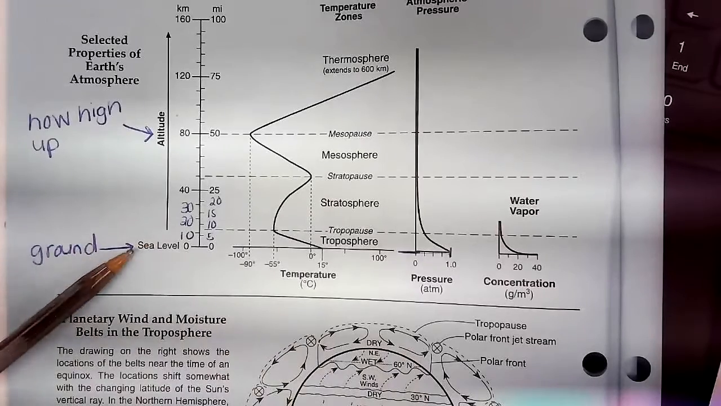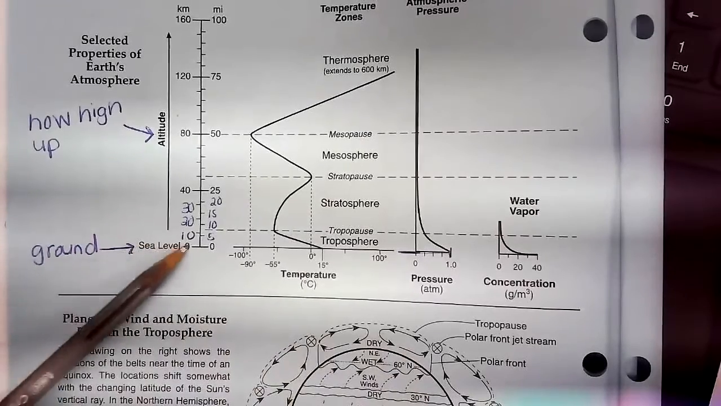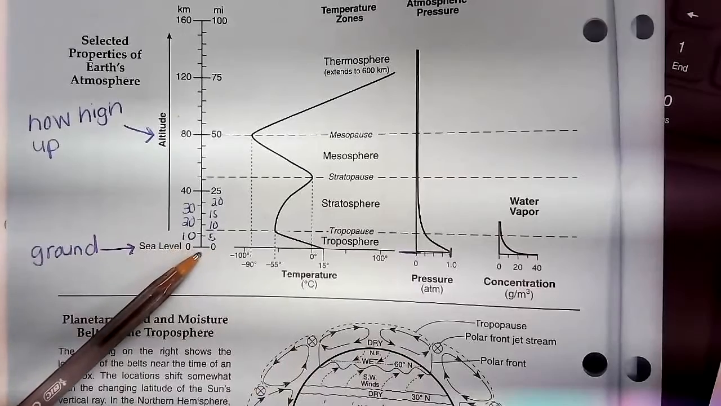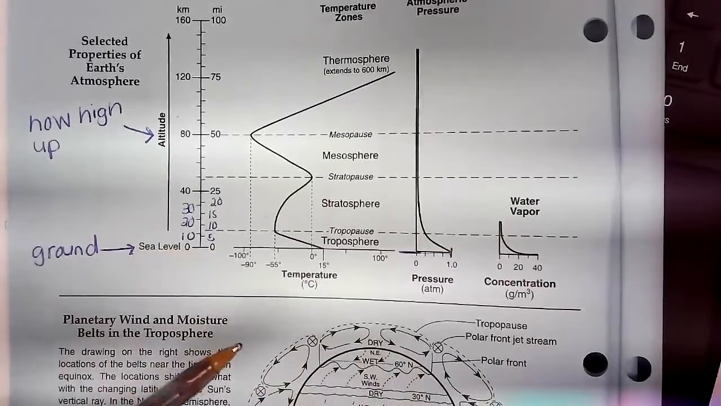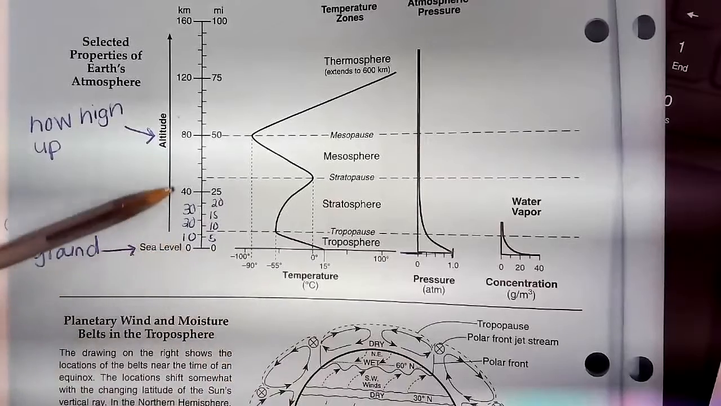I don't remember if we labeled the ground in your class. So the ground is 0 kilometers or 0 miles above the sea. So that's the ground where we are standing. And then as you go up into the atmosphere, you will get higher in the kilometers or the miles.